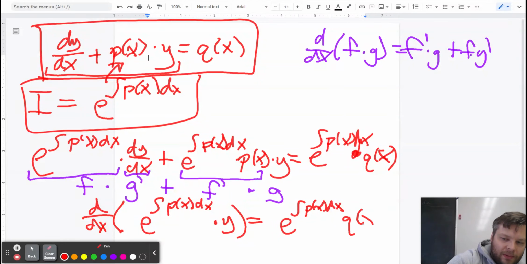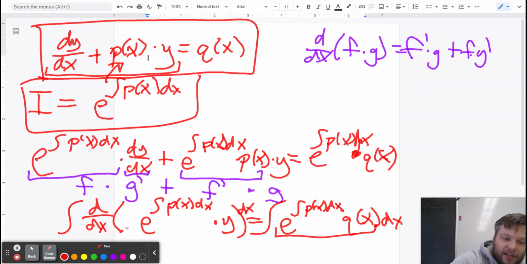So now you've got it down to a form where you can integrate this side and integrate this side with respect to x. Everything on this side is all in respect to x. And here, your integral and your derivative cancel out.